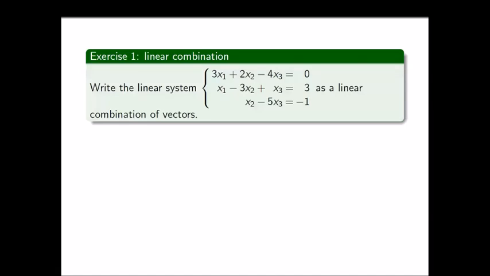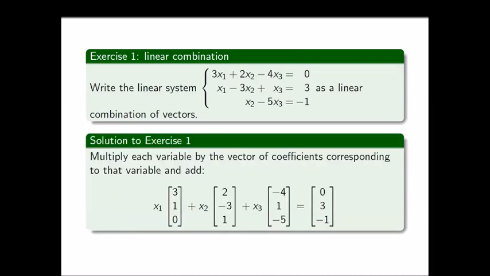Okay, let's look at an exercise. We are given this linear system in 3 variables, and we want to write it as a combination of vectors. The way you can do that is you multiply each variable by the vector of coefficients corresponding to that variable. So the first vector will correspond to just the coefficients of x1. The coefficients of x1 are 3, 1, and 0 because there's no term in the last equation.